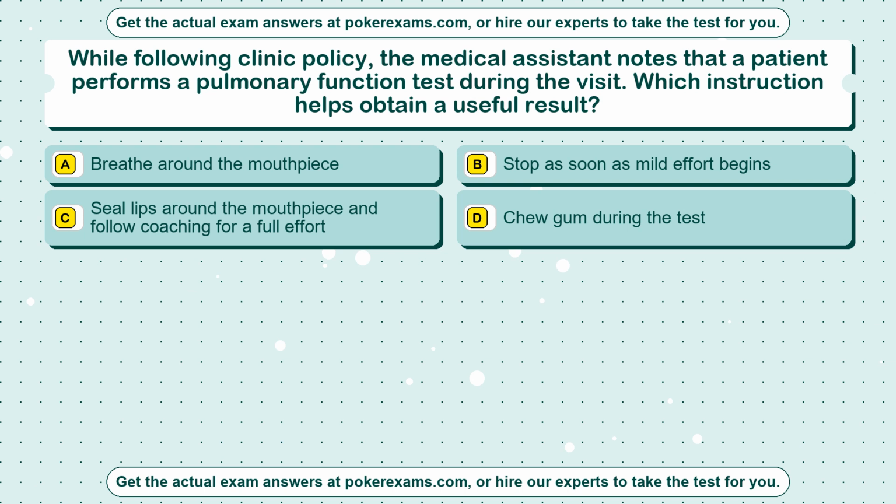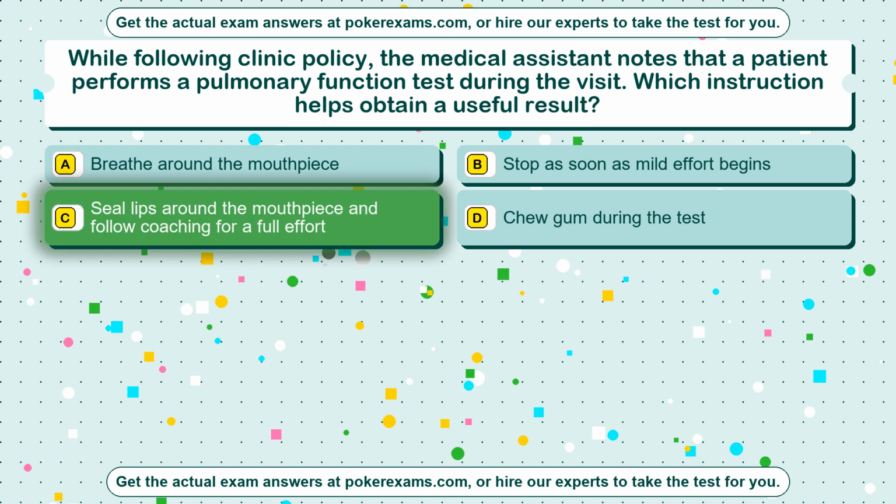Question 20. While following clinic policy, the medical assistant notes that a patient performs a pulmonary function test during the visit. Which instruction helps obtain a useful result? Option A, breathe around the mouthpiece. Option B, stop as soon as mild effort begins. Option C, seal lips around the mouthpiece and follow coaching for a full effort. Option D, chew gum during the test. The correct answer is option C, seal lips around the mouthpiece and follow coaching for a full effort.